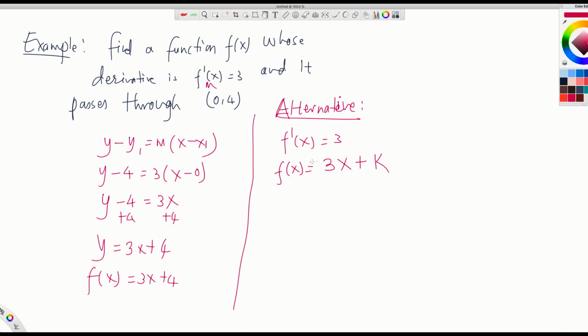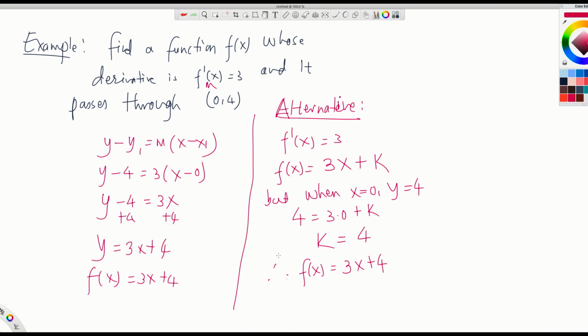But what is given is that when x equals 0, y is 4. You use that. So 4 equals 3 times 0 plus k. K is basically 4, because 3 times 0 is 0. Now you plug it back into f(x). Therefore, f(x) equals 3x plus 4. So either way is okay.